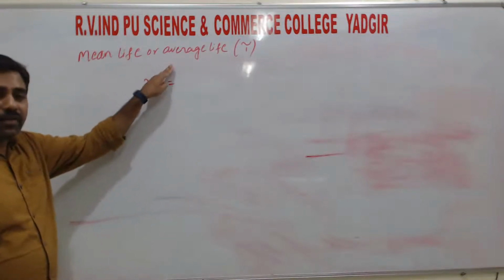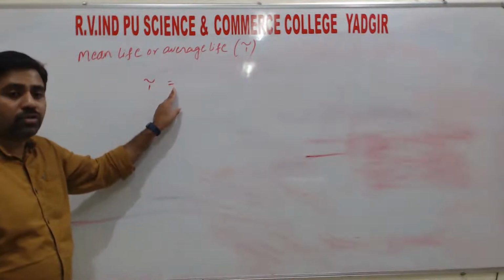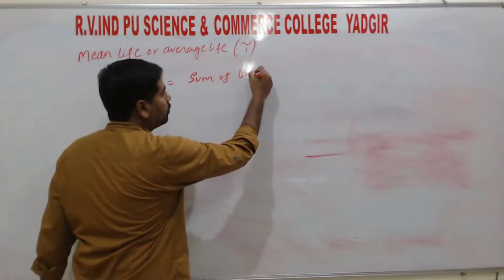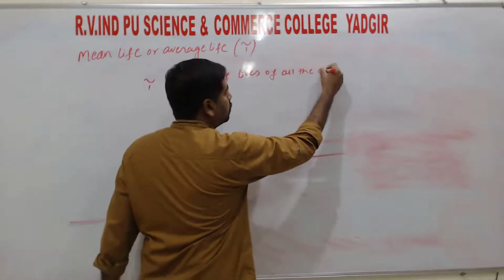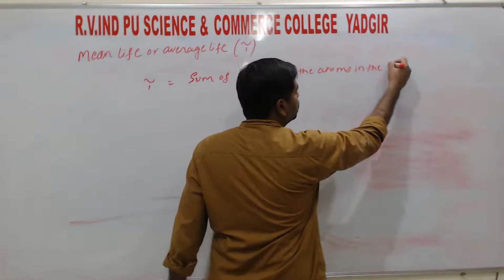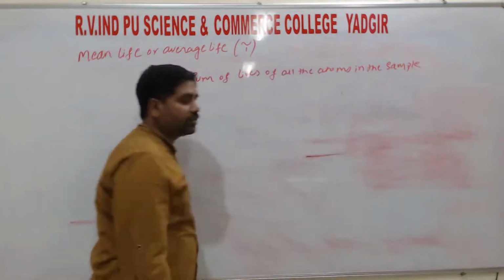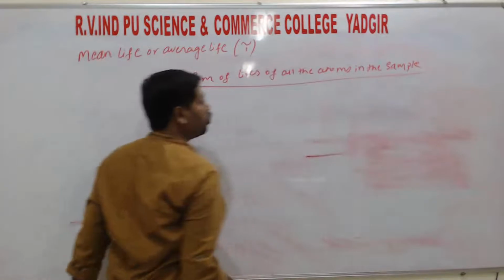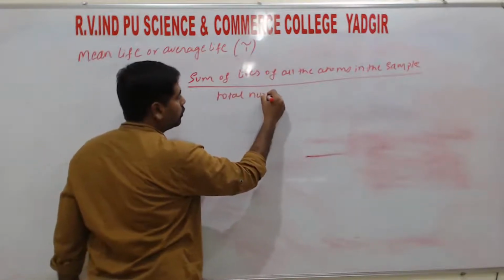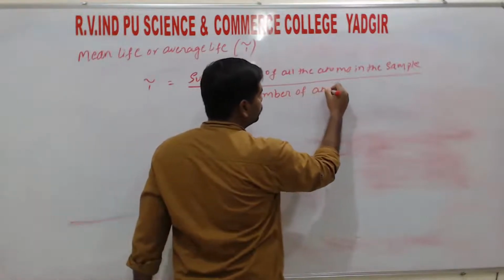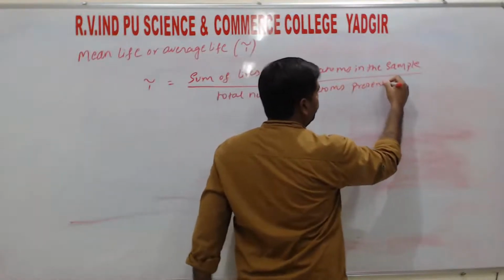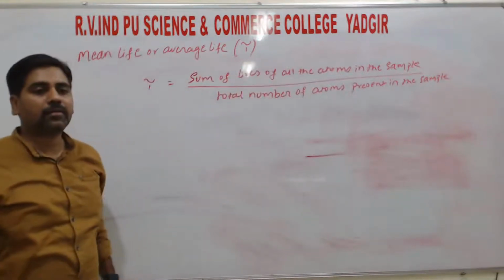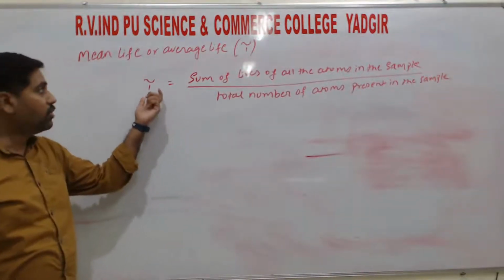So mean life or average life tau equals the ratio of the sum of lives of all the atoms in the sample to the total number of atoms present in the sample, right?